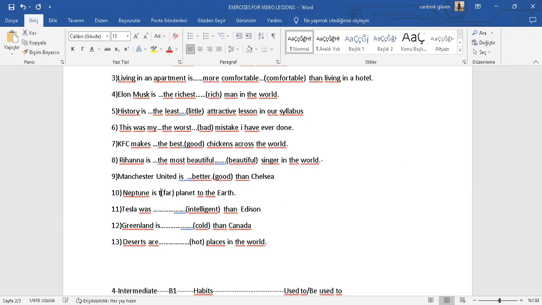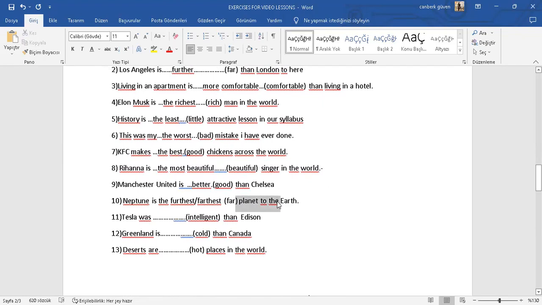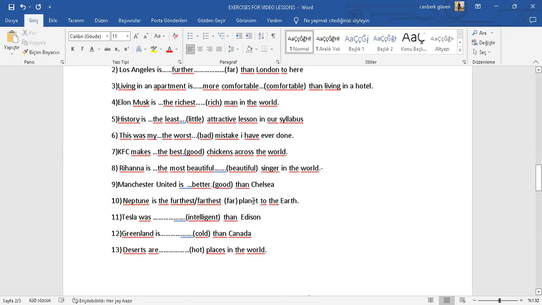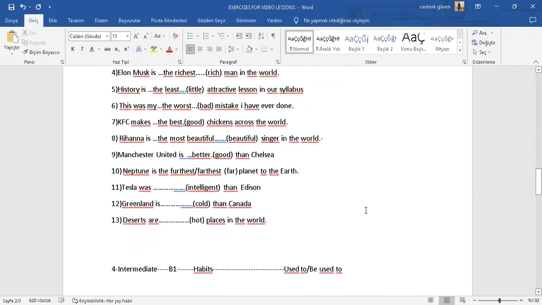Neptune is the furthest, or farthest. It's exactly the same. So why do we use superlative here? Because planet to the Earth is just telling the extreme situations, yes, extreme situations here. That's why we use superlative.